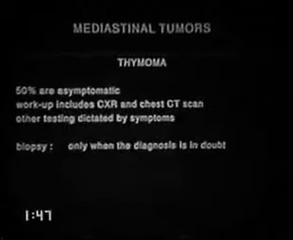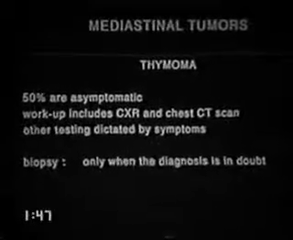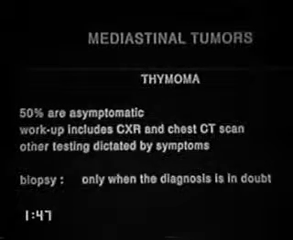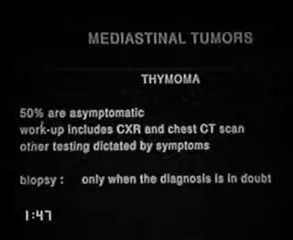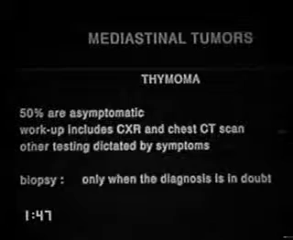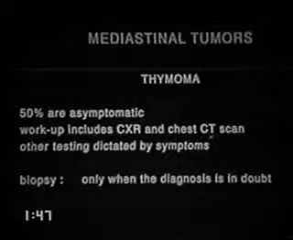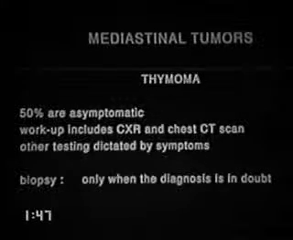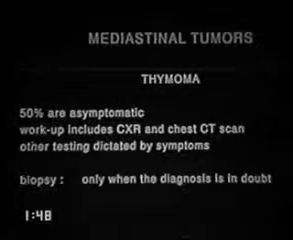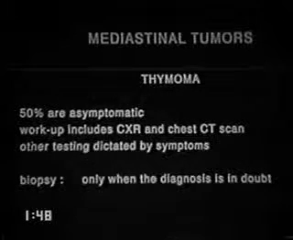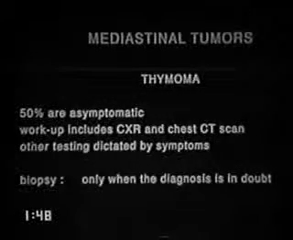50% of thymomas are asymptomatic in adults, and the workup usually includes a chest x-ray when it's discovered incidentally, because it's symptomatic half the time. This is usually followed by a chest CT scan to further understand where exactly the mass is and its limits. Other testing is dictated by symptoms, and a biopsy is appropriate only when the diagnosis is in doubt.